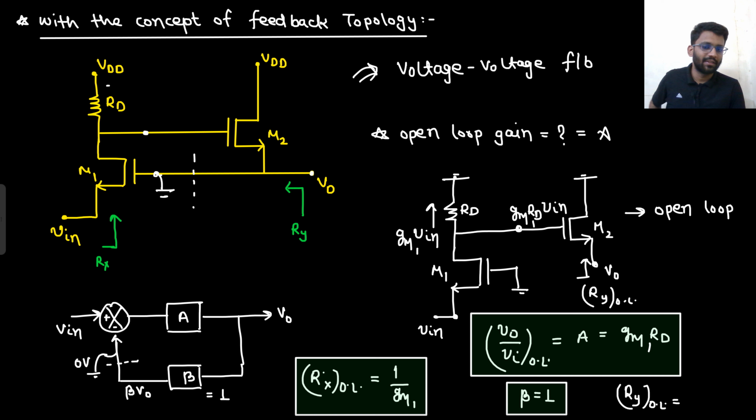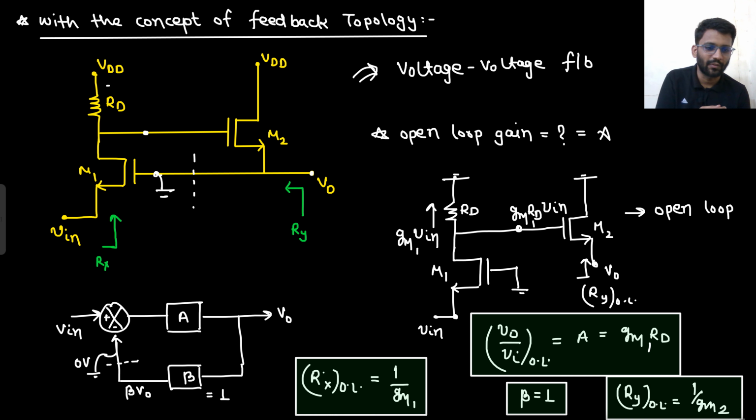Did you understand this point? If I am calculating this impedance here, this will be shorted. If this is shorted, VSG is gone. If VSG is gone, there is no current here. If there is no current here, this node will be at 0 volt, that ground will be coming here. So from V0 to ground, what do you see? 1 by Gm2. That's it. So what is your Ry open loop? That is 1 by Gm2. Till now, you should be comfortable with all those kinds of analysis.